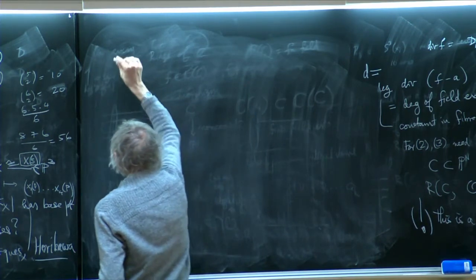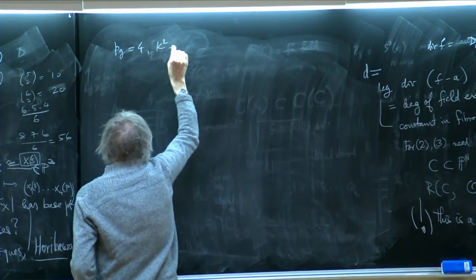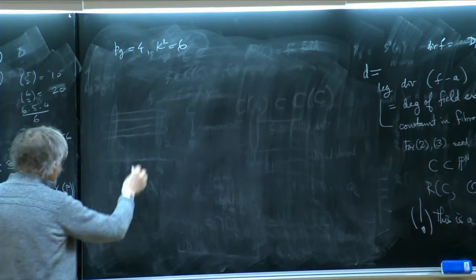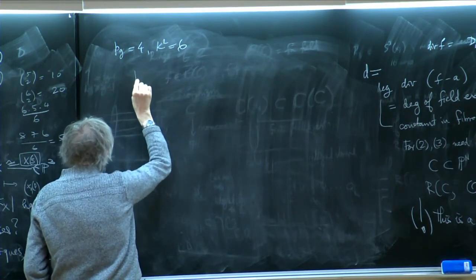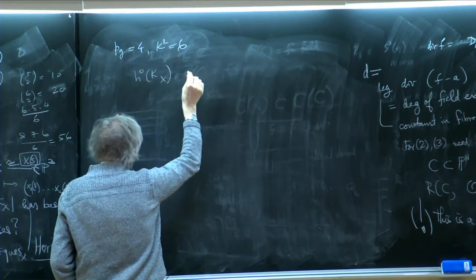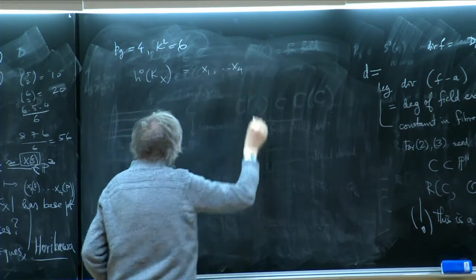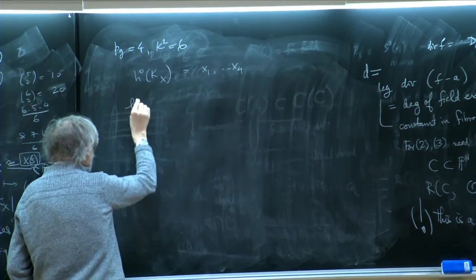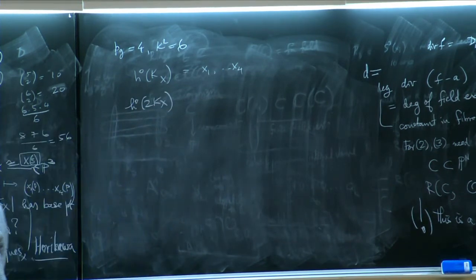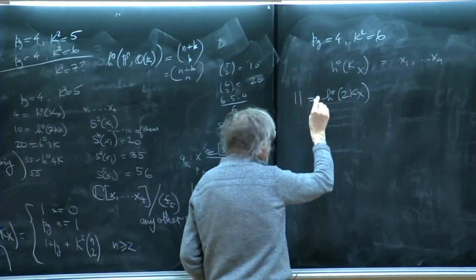Right, so let's do p_g equals 4, K squared equals 6. Right, and this illustrates a different point. So now in H^0 of K_X, I still get 4, x1 to x4. When I do H^0 of 2K_X, the same formula, exactly the same formula, gives me 11.